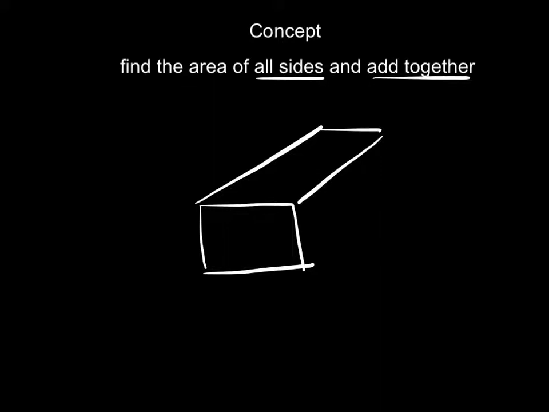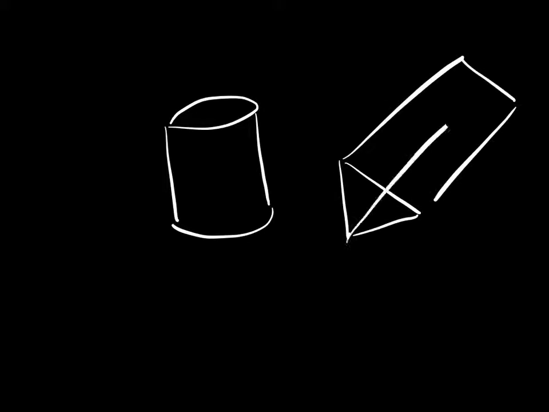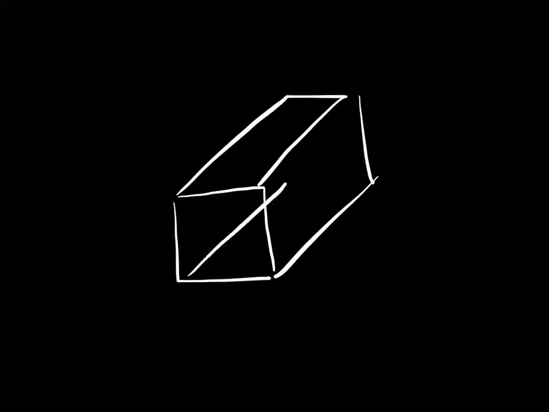We need to find the area of all the sides and add them together. This video will only go over rectangular prisms, which includes cubes. Figures such as cylinders and triangular prisms will get their own video later. The rectangular prism is the simplest just because every side is a rectangle.